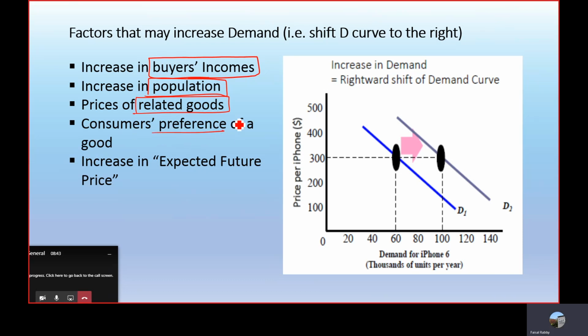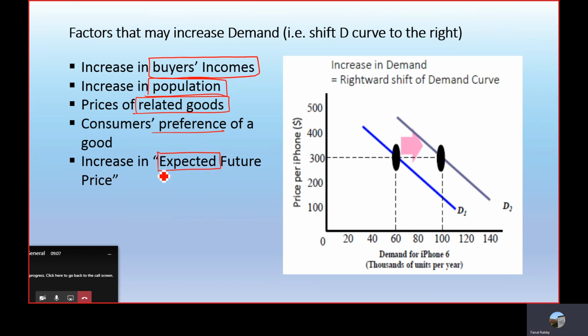Consumers' preference, consumers' taste, consumers' fashion sense, what kind of music consumers like, those things change over time from one generation to another, one era to another, and therefore the demand curve keeps on changing for a particular genre of products or art, etc.